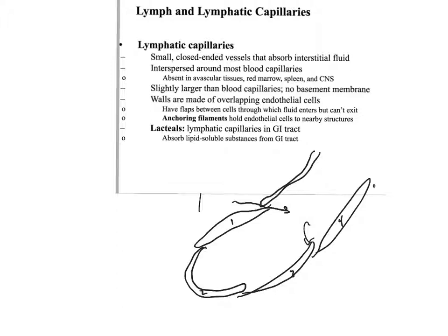So if pressure builds up in the tissue, it will cause fluid to move into the lymph vessel, become lymph, and then it can't escape because of the flap-like valve. So it prevents it from escaping back into the tissue. Okay?